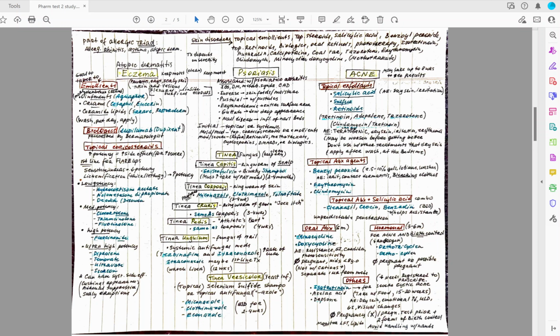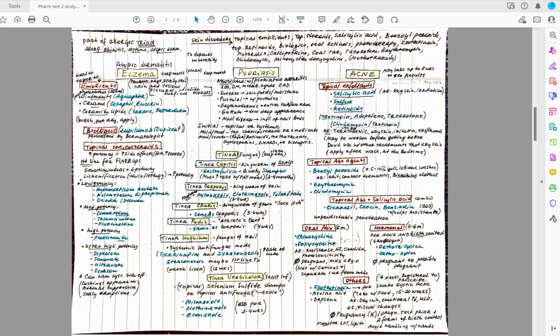Next is topical antibiotic agents. Benzoyl peroxide, to remember about this, is it's bleaching clothes, so you need to make sure you know that. Side effects are irritation and contact dermatitis.